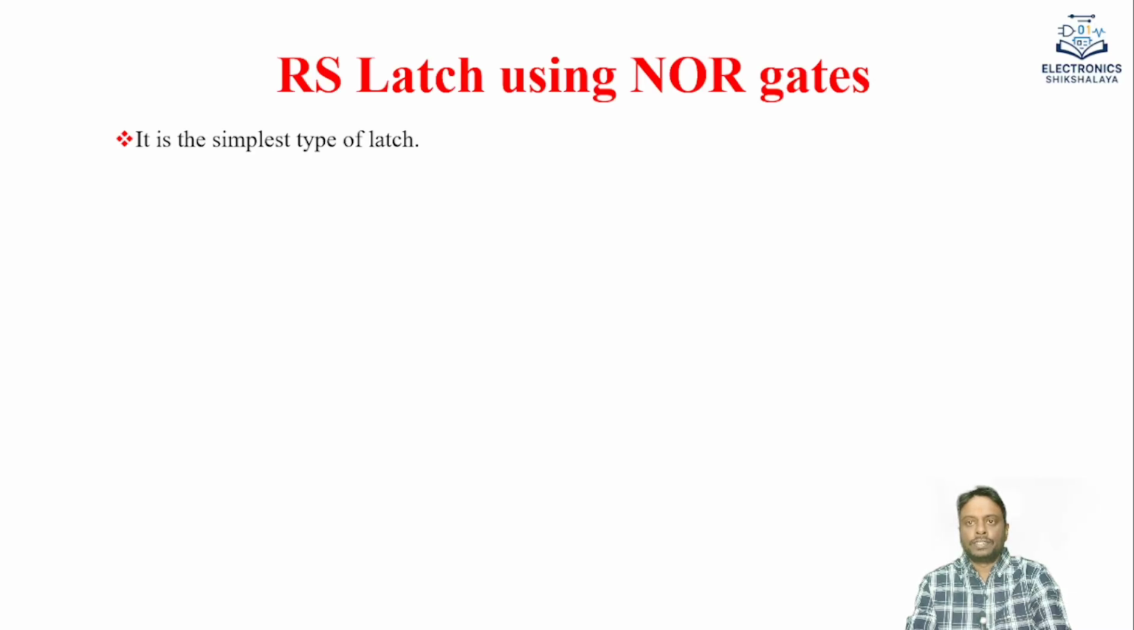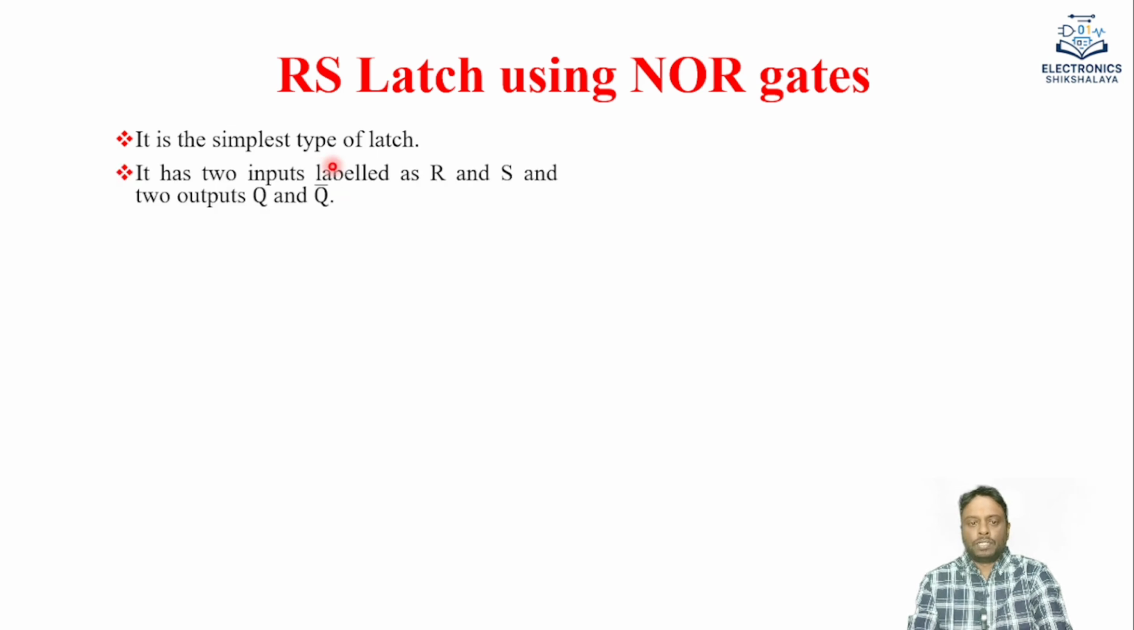The RS latch is the simplest type of latch. It has two inputs labeled R and S, and two outputs, Q and Q complement. Q and Q complement are complements of each other. If Q equals 1, Q bar should be 0, and if Q equals 0, Q bar should be 1. Both are complementary for normal operation of any latch.